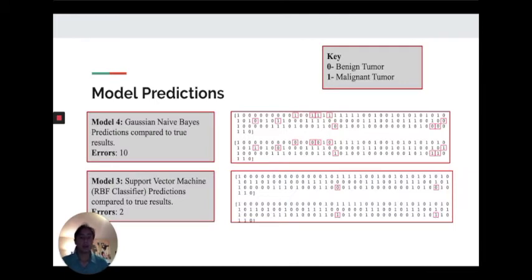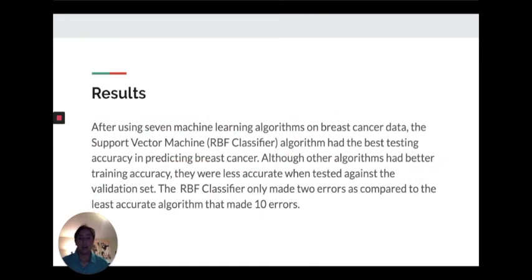To look at some of those model predictions. As I stated earlier, our fourth model was the least accurate and our third model was the most accurate. And so, there were 10 errors compared to 2. So, this top line on both of them is what the machine learning algorithm predicted the data would be. And then this bottom one is what it actually was. I think this is really important to note, that they're not necessarily making the same decisions. So the results, as I stated, the support vector machine RBF classifier was the best in the testing accuracy.